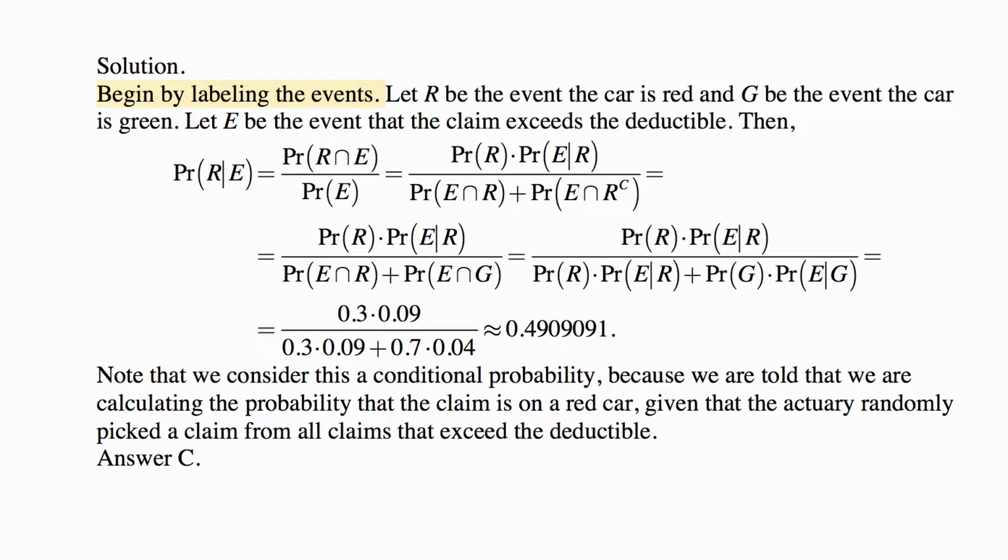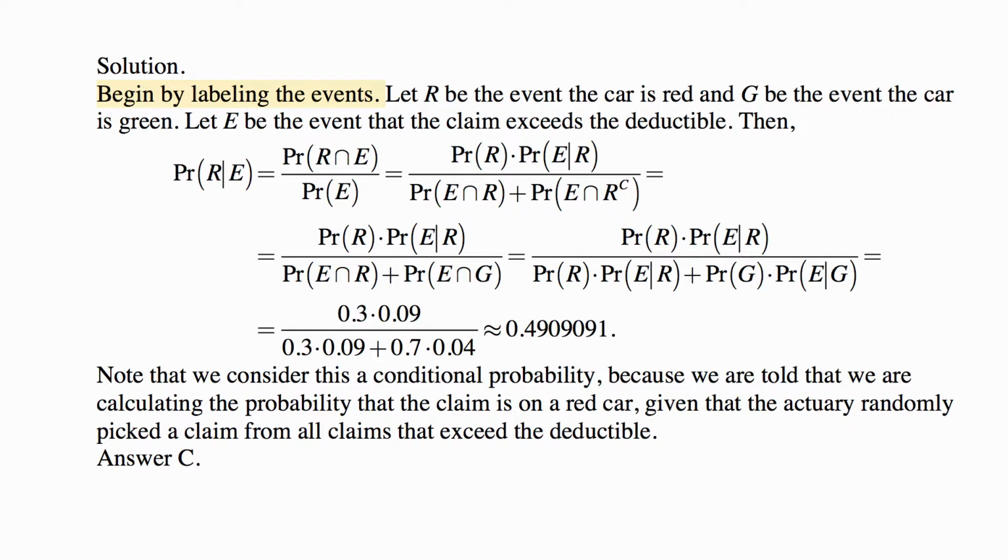We do have the probability of exceeding the deductible for red and for green. So we can write the probability of R intersection E as the probability of R times the probability of E given R, and write the bottom as the probability of E intersection R plus the probability of E intersection R complement. The complement of R is actually G, because red cars and green cars all together form a partition of this probability space. And then we write it as the formula you see in the Bayes theorem at the bottom.